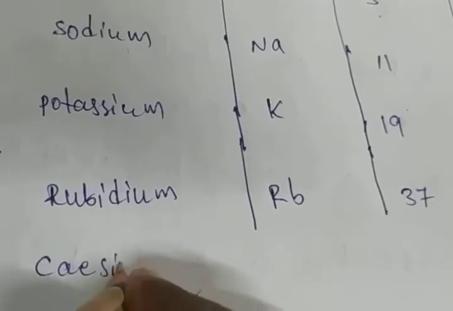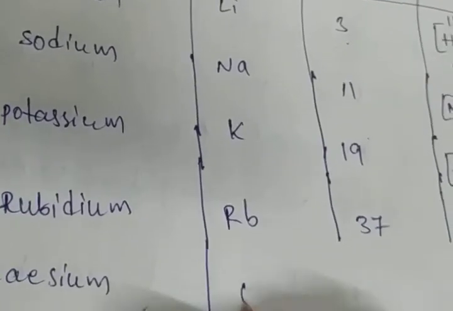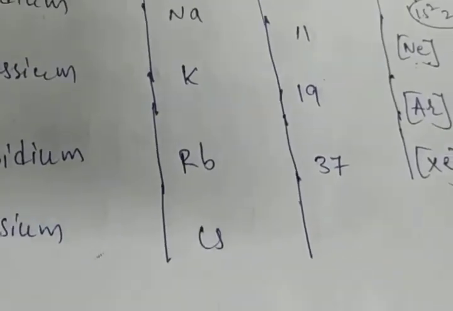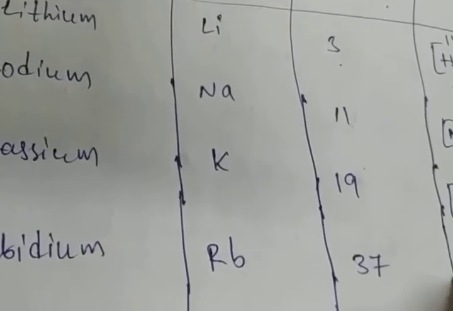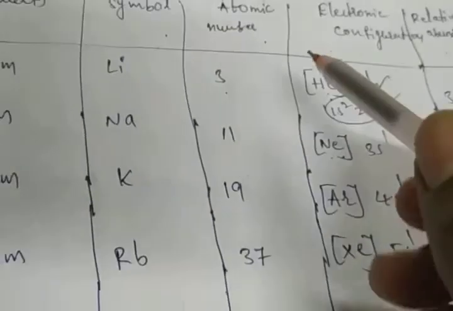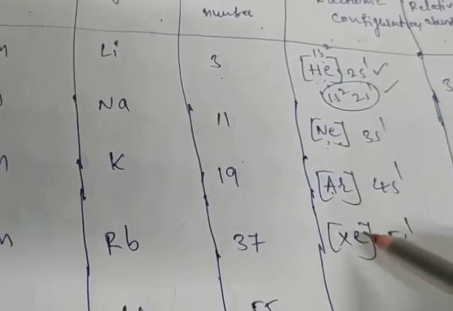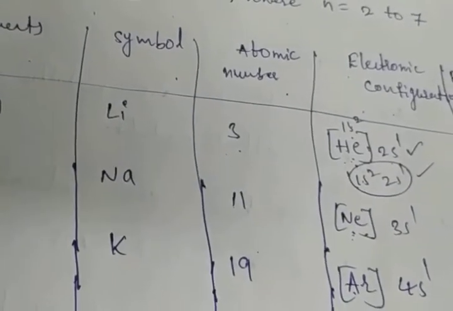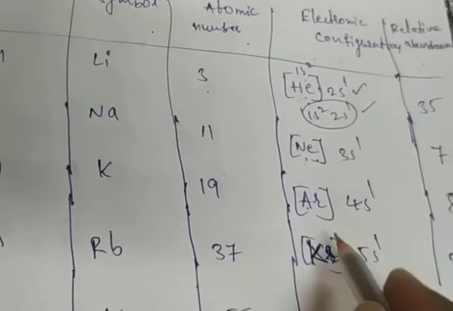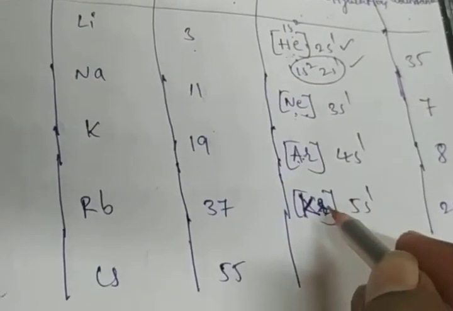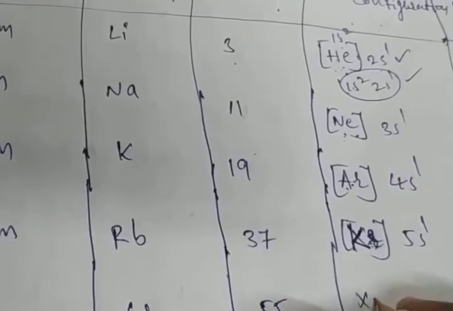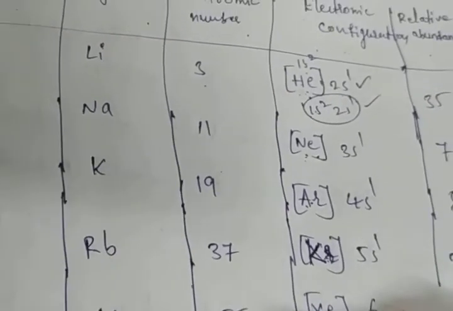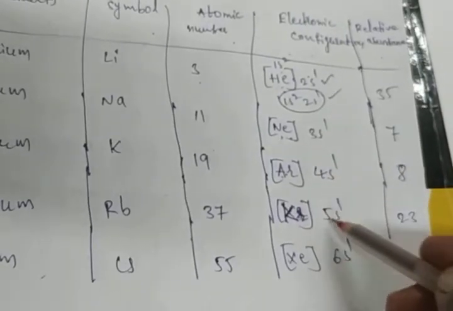Cesium symbol Cs. Atomic number of cesium is 55. Now, here first helium, neon, argon. Sorry, here krypton, not xenon. Argon, krypton, Kr. Symbol is Kr. Krypton 5s1. Next, cesium is xenon. Then the shell increases, 6s1. Here 2s1, here 3s1, 4s1, 5s1, 6s1.